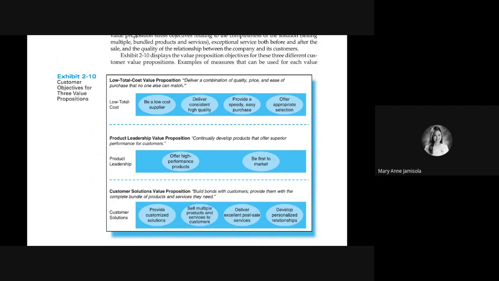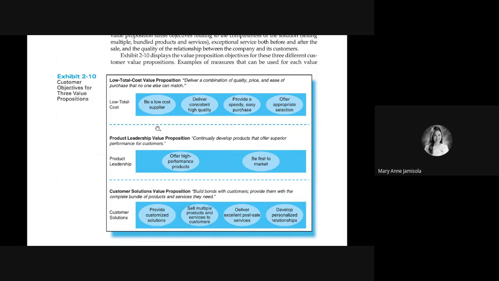So for example, low total cost value proposition. If our total cost is low, then we can offer a lower price. So here we can be a low cost supplier. Then even though we are offering the product at a low price, we can still deliver consistent high quality. We can provide a speedy, easy purchase and offer appropriate selection.